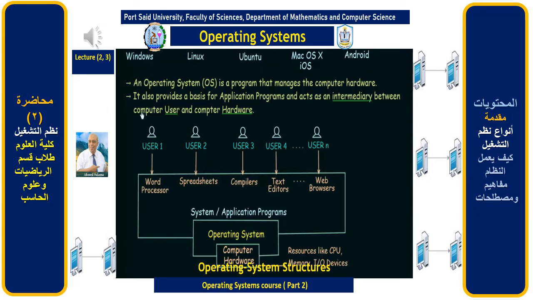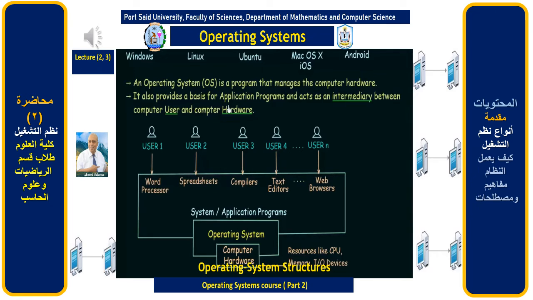Now if we look back at these two lines that we have written, it will make sense, and you will understand what it actually means. So let's read it once again. An operating system is a program that manages the computer hardware. Yes, we saw how the computer hardware's resources like CPU, memory, and IO devices are managed by the operating system. And then it also provides a basis for application programs and acts as an intermediary between the computer user and the computer hardware.